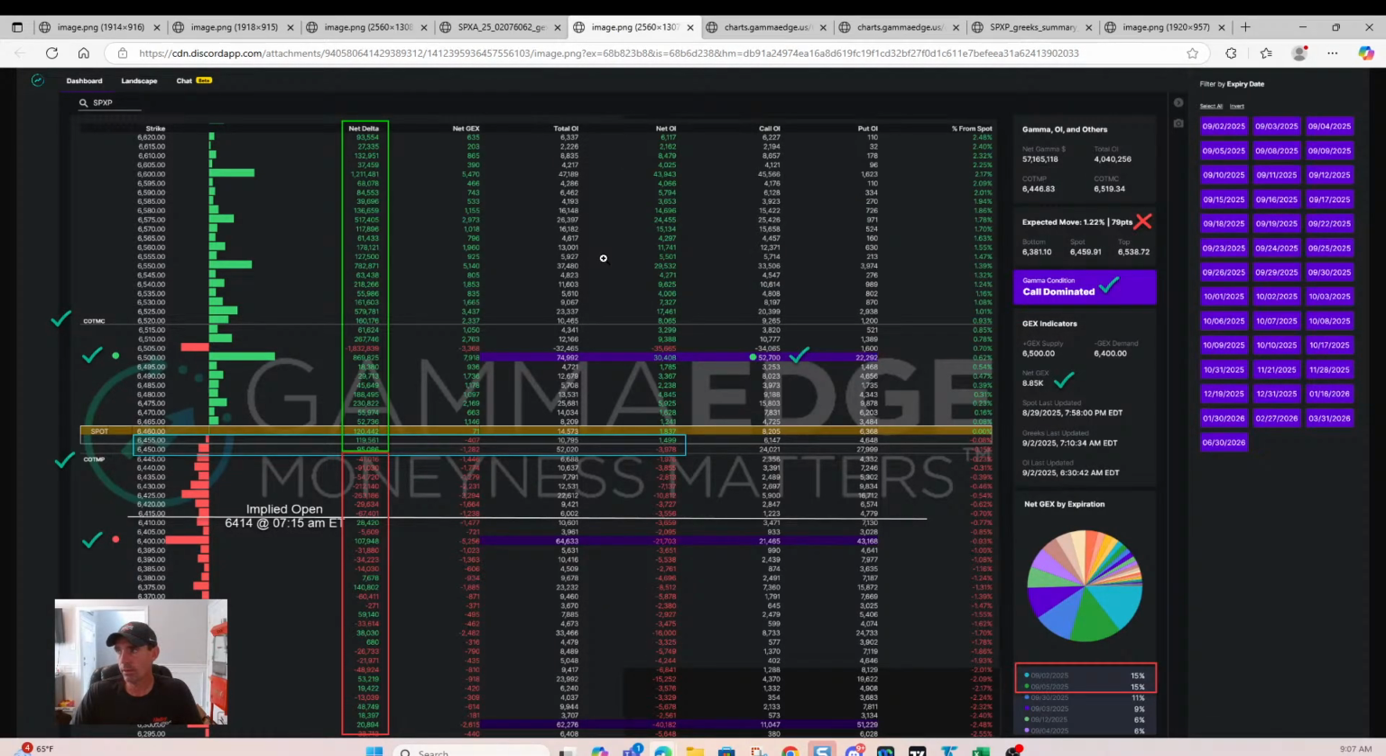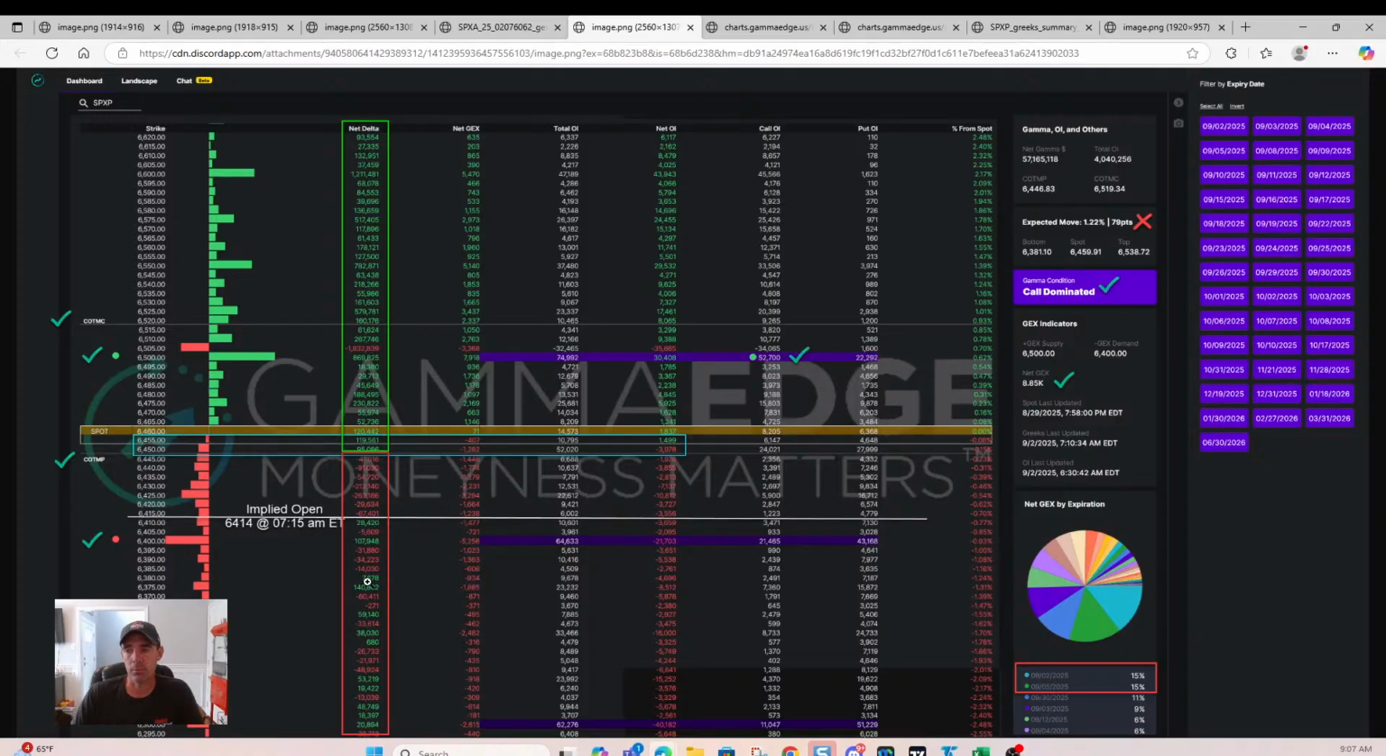SPXP, these are our speed boats. Obviously, these contracts turn over much more rapidly, as you see here via our web app, and you can click these tiles and turn them on and off. You'll notice the expected move has expanded pretty significantly here from last week, from 0.4, 0.5, 0.6 to 1.2 now, or 80 points.